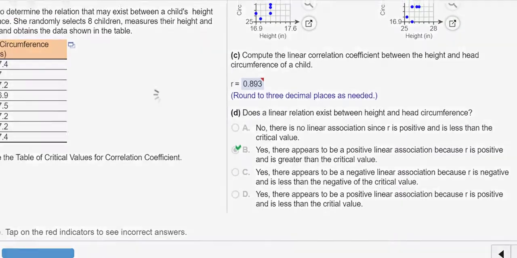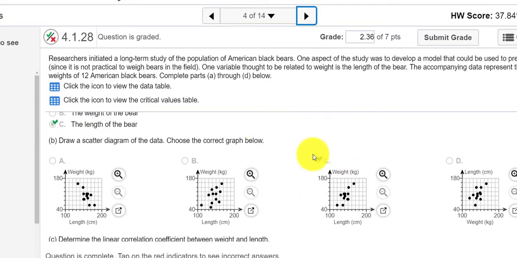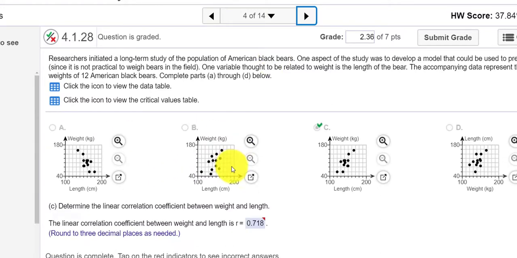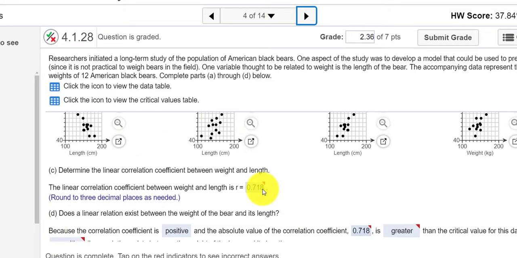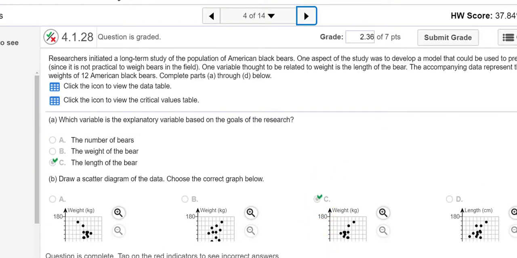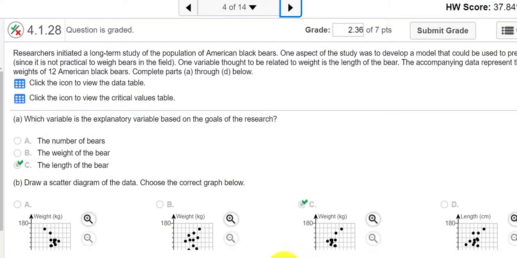If I were to go to number 4, I believe it's pretty much the same steps. You're given data. It looks like we have black bears, and you're asked to determine the explanatory and response variables, and then do a scatter diagram. And again, it looks like you're asked for the linear correlation. So just very quickly, I'm going to do this problem as well. So you guys are getting 2 videos for the price of 1.